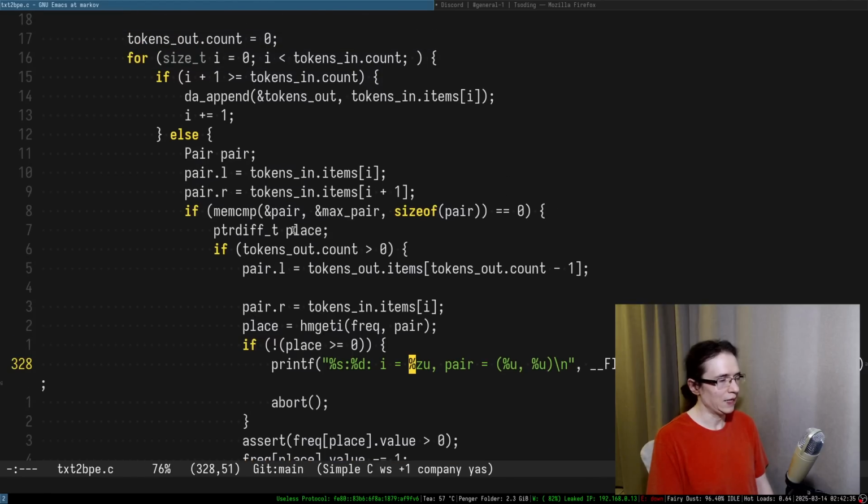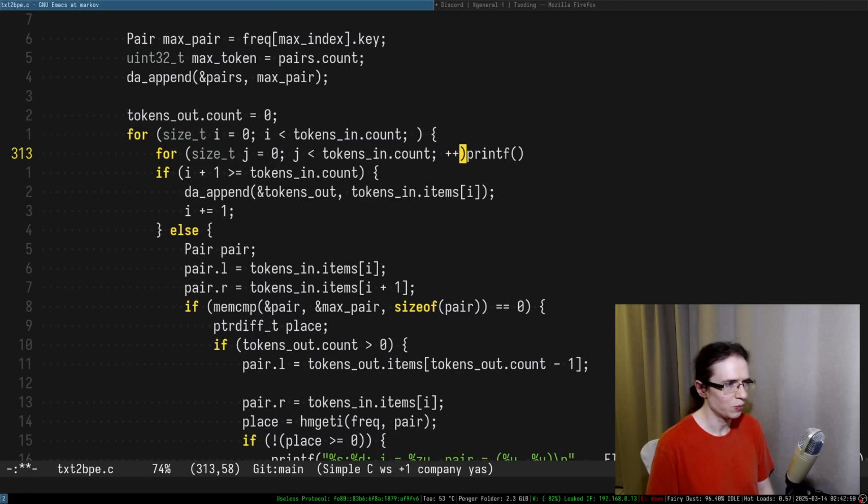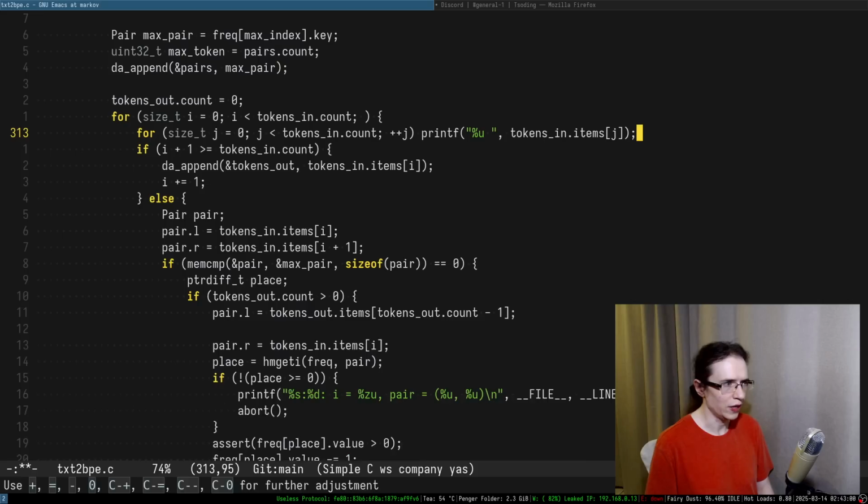For instance, I can maybe print the ins and outs in every single iteration. So that's something I can do. Right, so on this first iteration, let's actually do something like size_t j = 0; j less than tokens_in count plus j. And in here, I'm going to just print each individual token in items j. And in here, we're actually going to put a new line after all of that stuff.